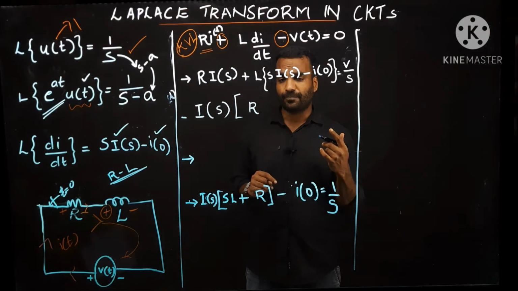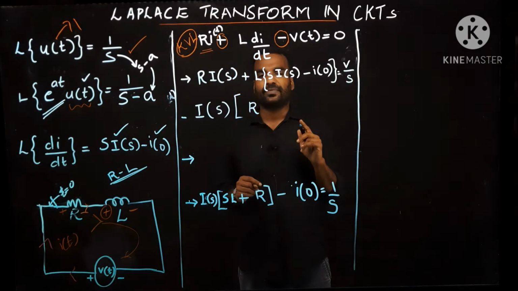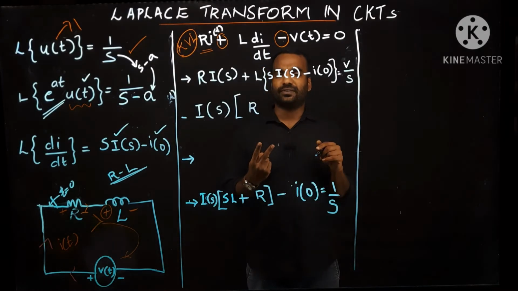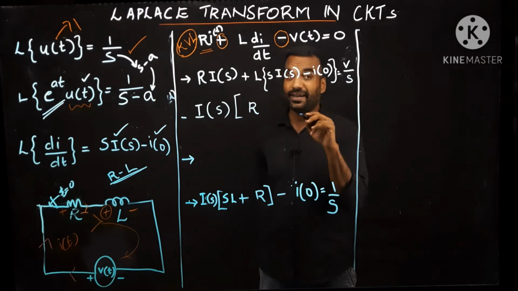Suppose it is 1 volt. What is the Laplace transform of that 1 V? If it is 1, it is 1 by S. If it is 2 volt, it is 2 by S. For any constant, the Laplace transform is K by S.